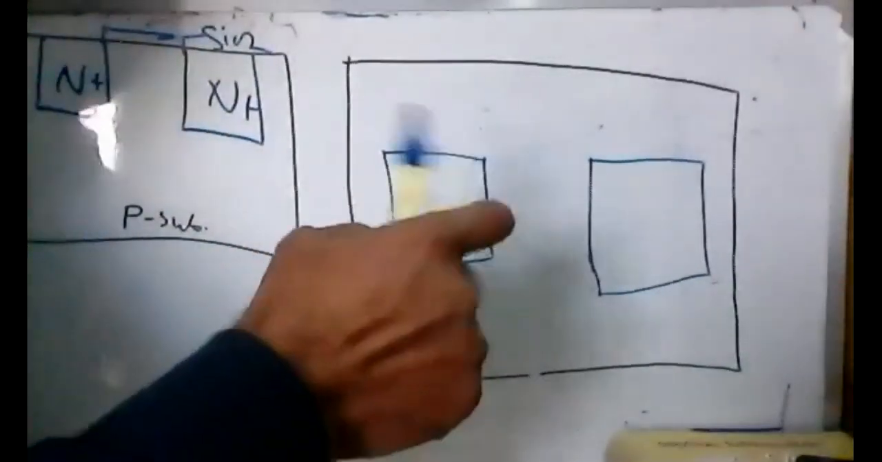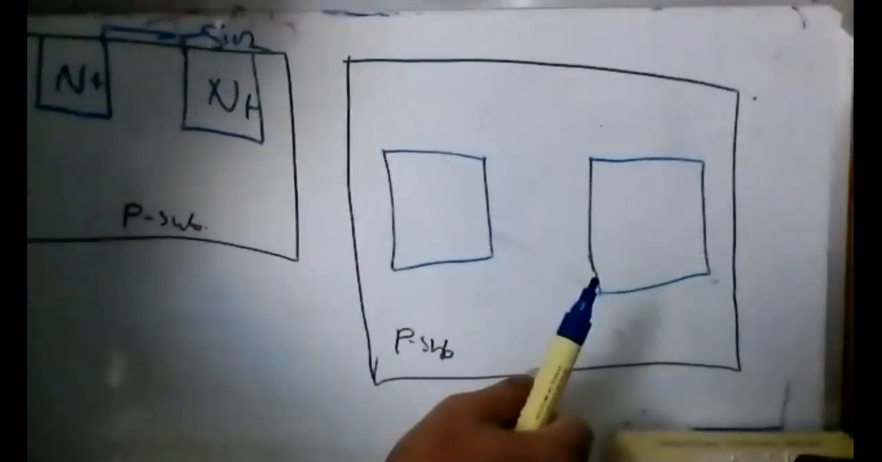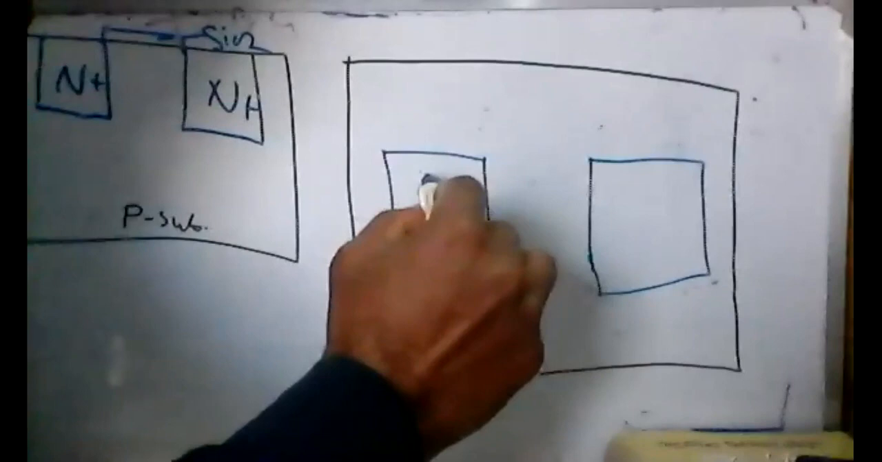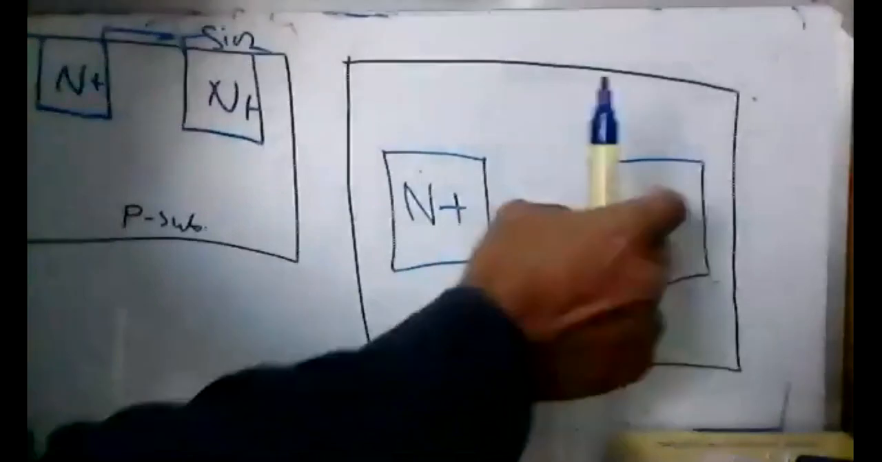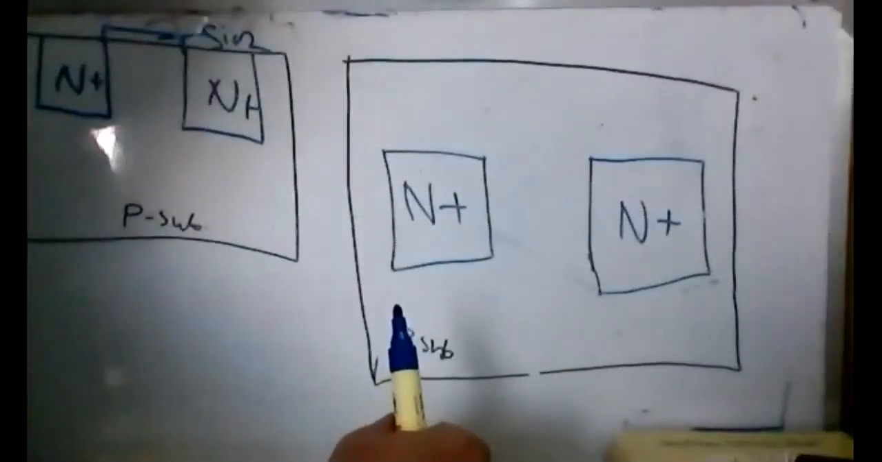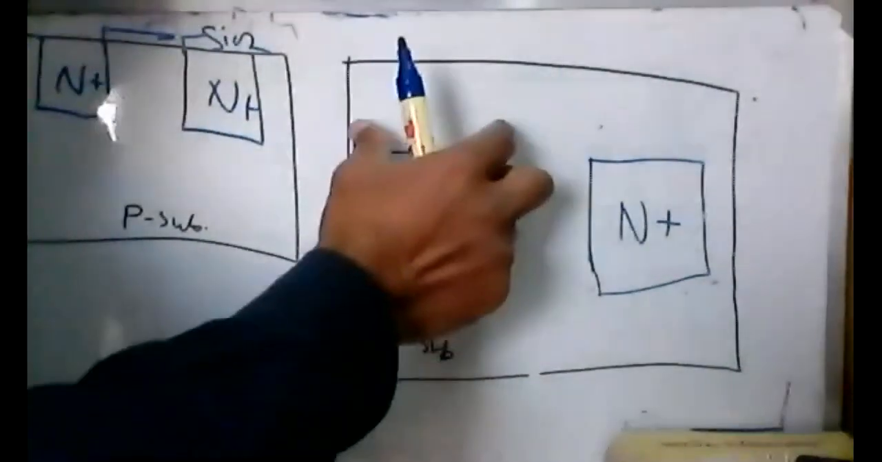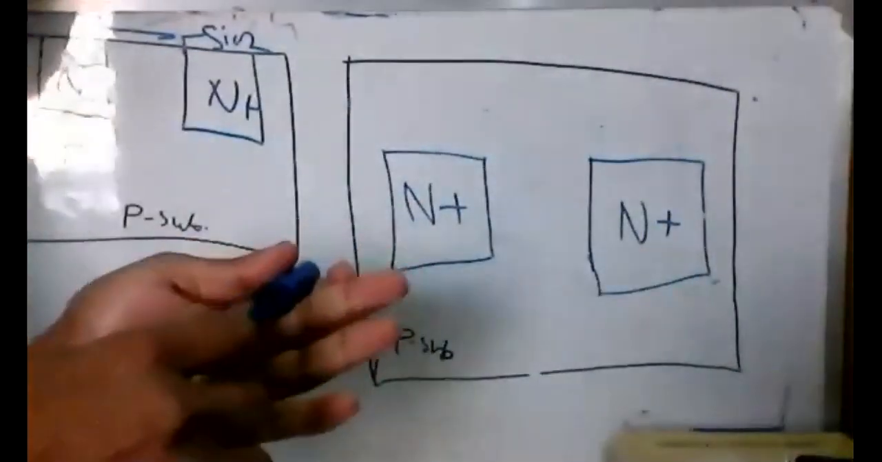And then in here we inject N-type material, like phosphorus or arsenic. This is N-type material, group 5 material. We inject in this area, so then it will turn into N plus type. These two areas will be N plus type in the p-type material. This body is p-type, and these two rectangular areas are n plus type.